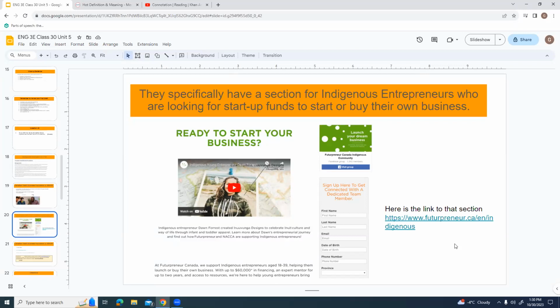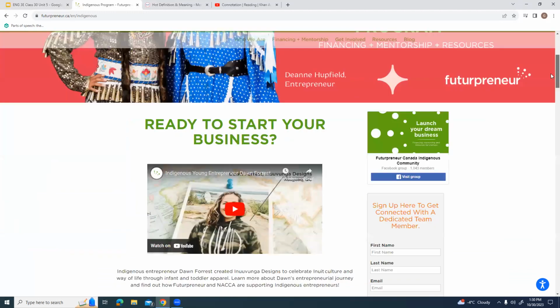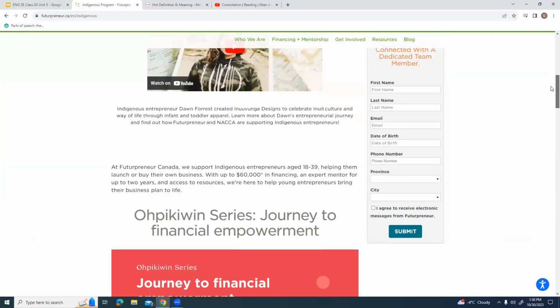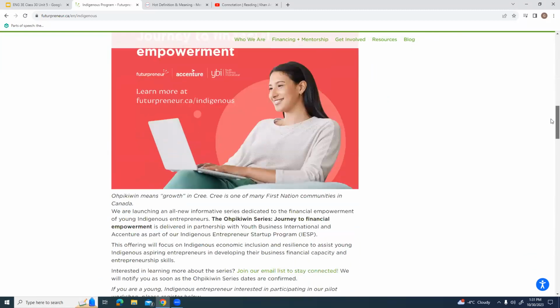And there's a little link here. Let's see if we can quickly go there. So this is specifically geared just for this part, not the whole site, but just this part is geared for Indigenous people.